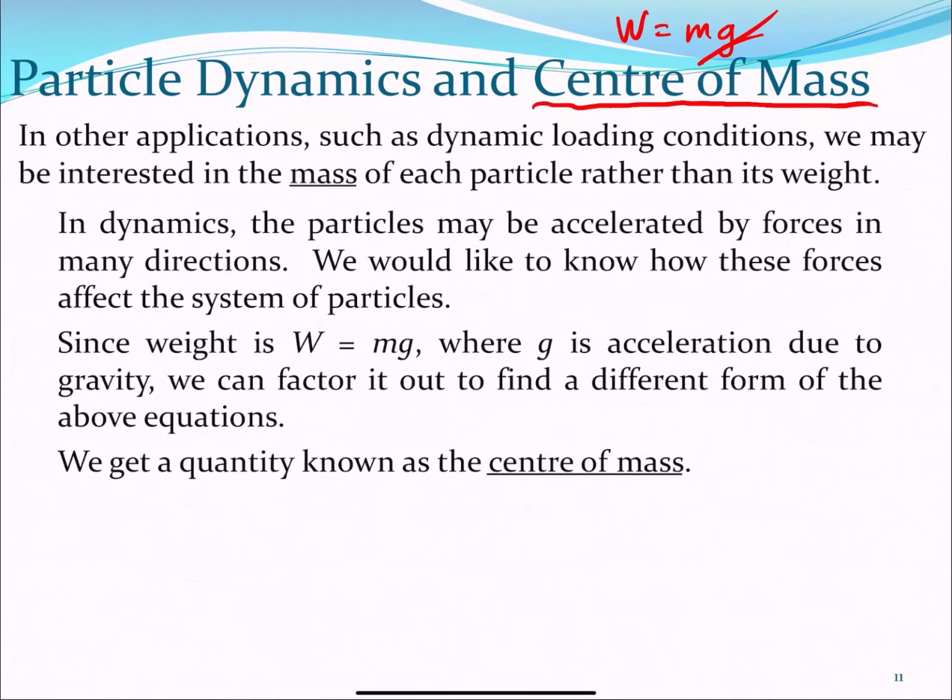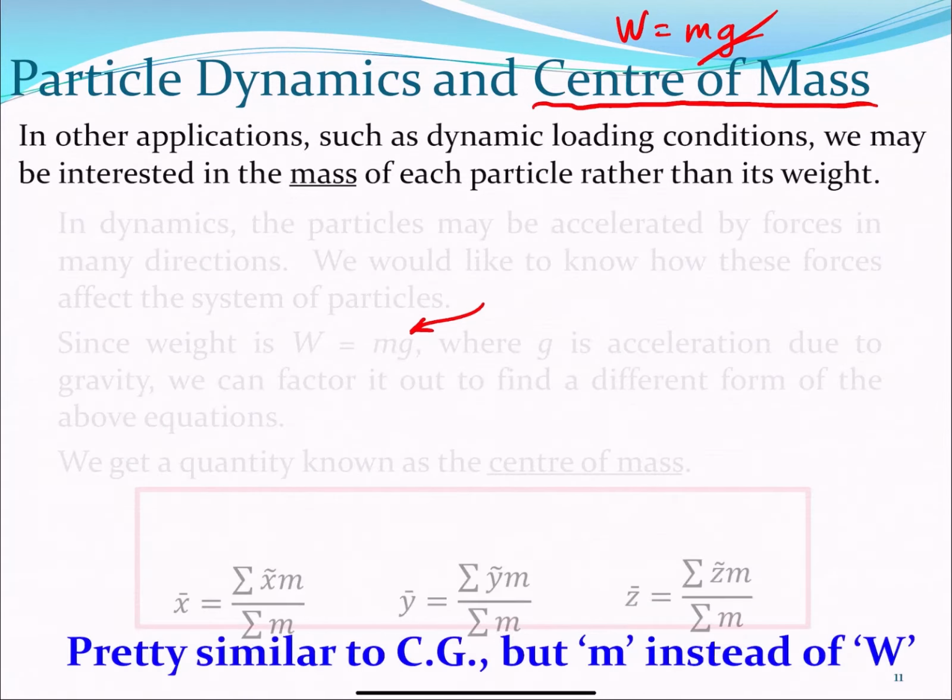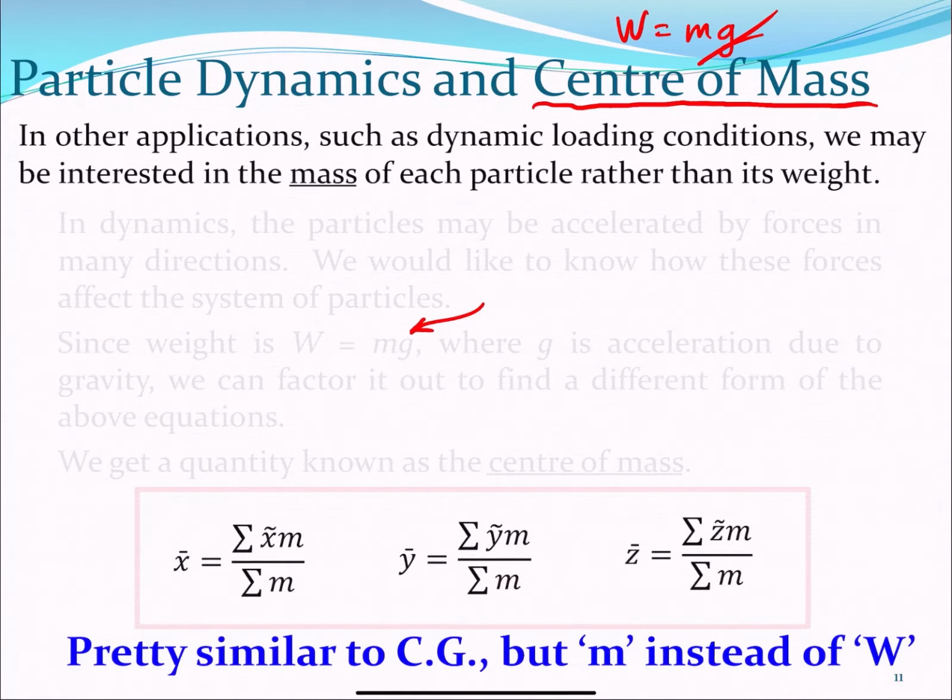Now, in a typical rigid body, all these particles will be subjected to the same gravity. The equations to get the center of mass are very similar to the equations used to calculate the center of gravity. We just replace the weight by the mass, and we have very similar expressions.